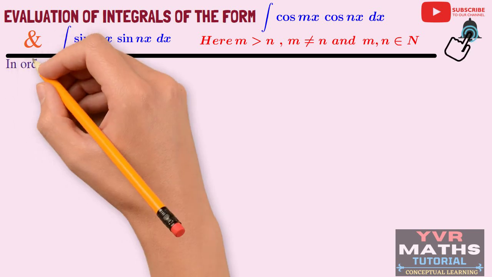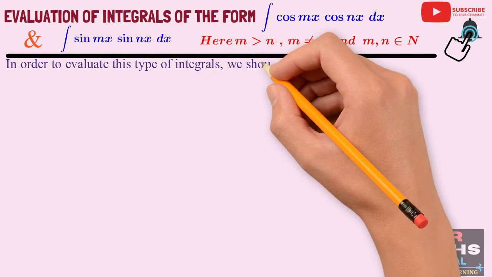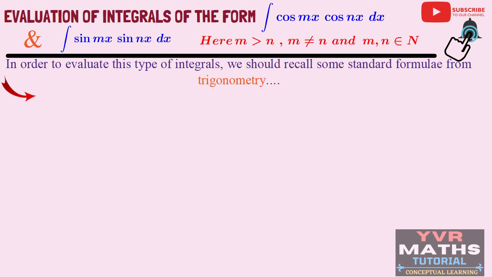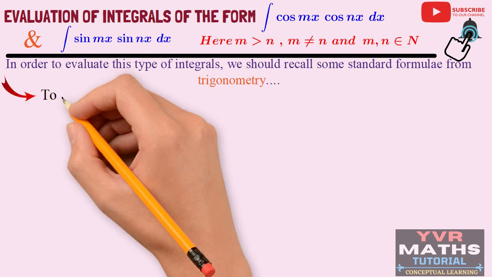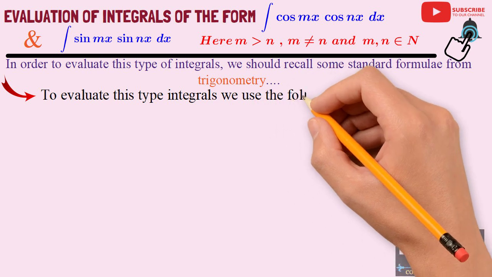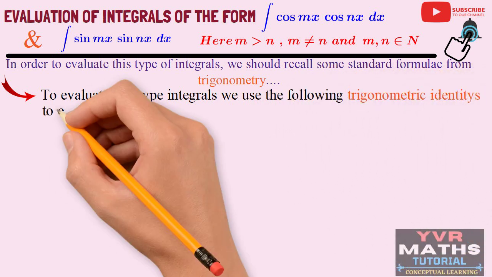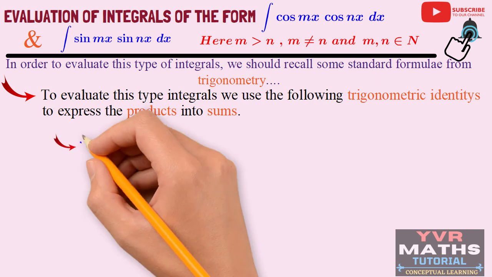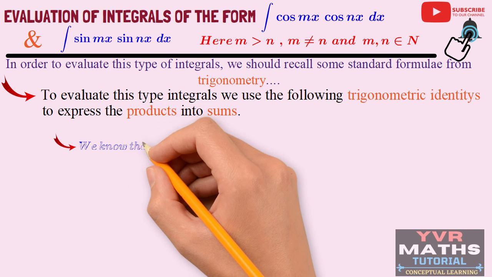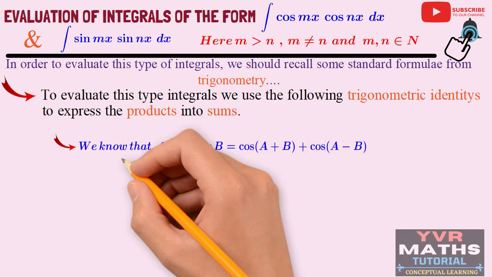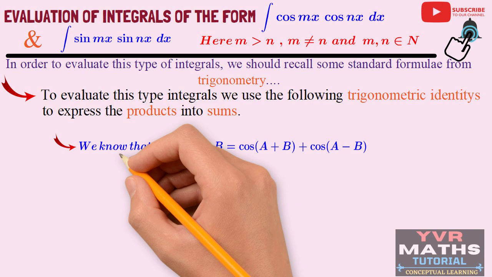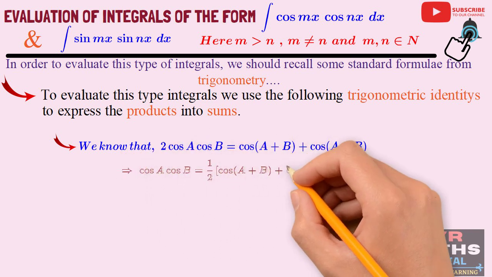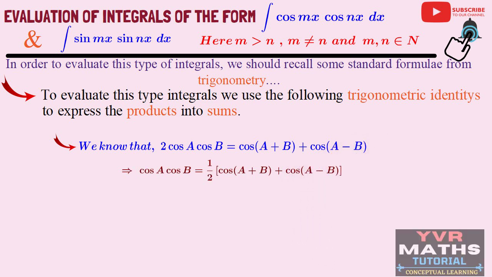To evaluate integrals of this type, we should recall some standard formulae from trigonometry which we learned in class 10th and 11th. We should use some trigonometric identities which we learned in class 11 to express the products into sums. We know the standard formula 2 cos A cos B is equal to cos of A plus B plus cos of A minus B. So by using this identity, we can write cos A into cos B is equal to 1 by 2 into cos of A plus B plus cos of A minus B.